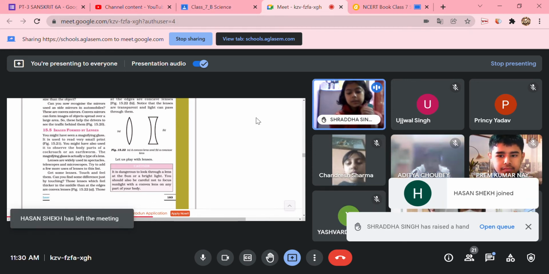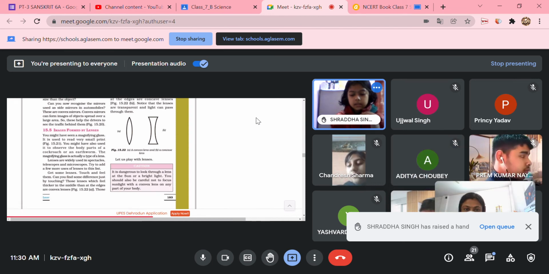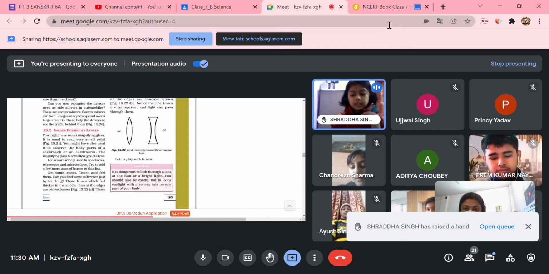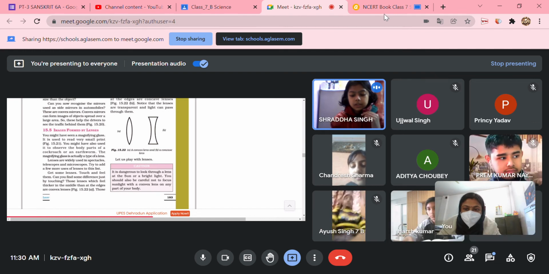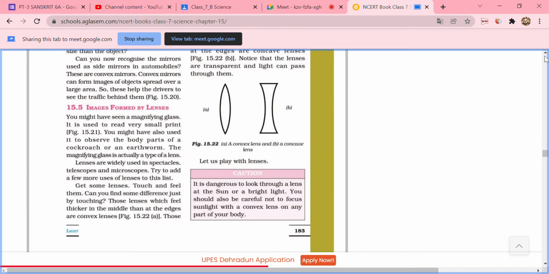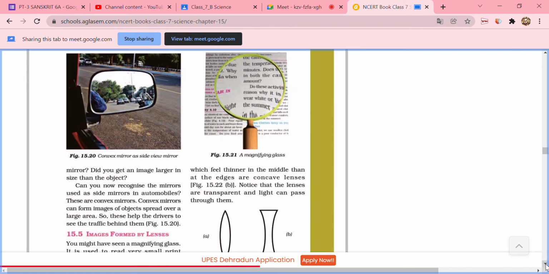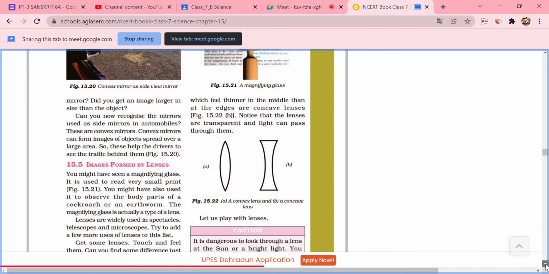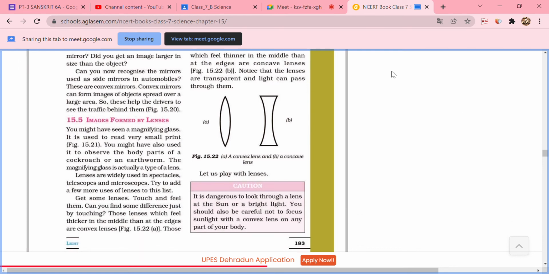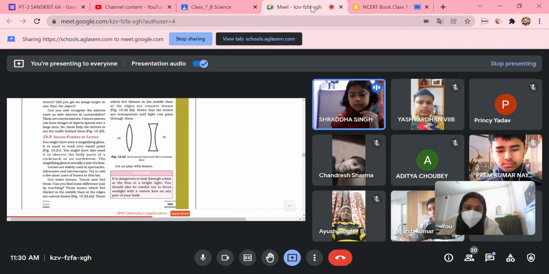Try to add a few more uses of lenses to this list. Get some lenses, touch and feel them. Can you find some difference just by touching? Those lenses which feel thicker in the middle than at the edges are convex lenses. Figure 15.22a. Those which feel thinner in the middle than at the edges are concave lenses. Figure 15.22b. Notice that the lenses are transparent and light can pass through them.